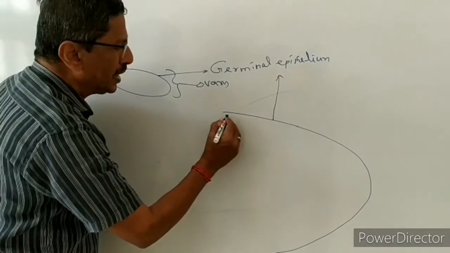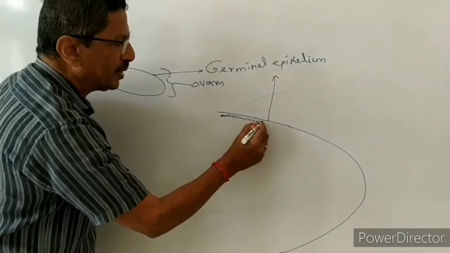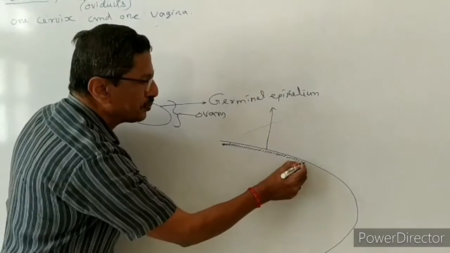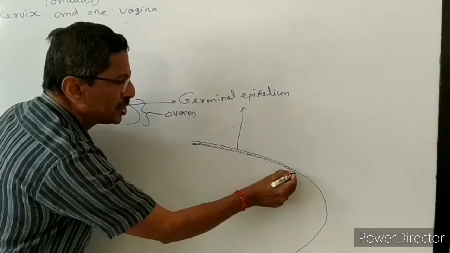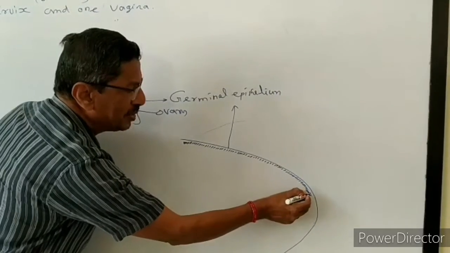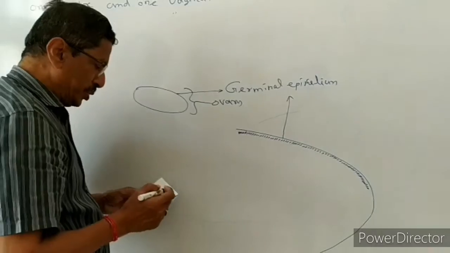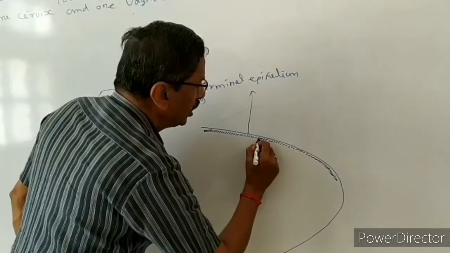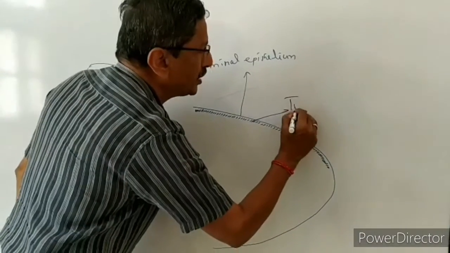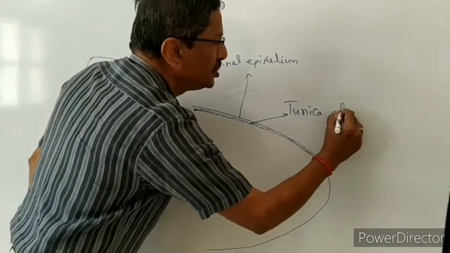Immediately below the germinal epithelium, a tissue is present everywhere. It is a type of connective tissue, a very closely, thickly, dense arrangement. What is the meaning of dense arrangement? The connective tissue cells are packed. Now this connective tissue layer is called tunica. Tunica means a covering. Tunica albuginea.